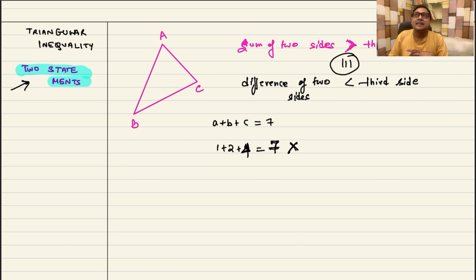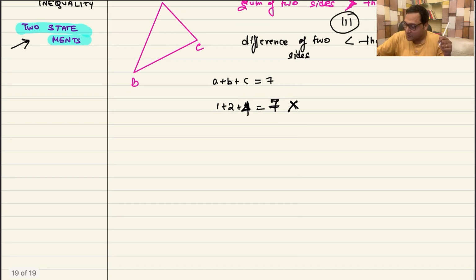Can you give me a similar statement for a quadrilateral? This is a challenge problem. For a quadrilateral ABCD, can you give me a similar statement? If you can, please put it in the comment section. We will call it the quadrilateral inequality. It's quite fun. Okay, so this one cannot happen.